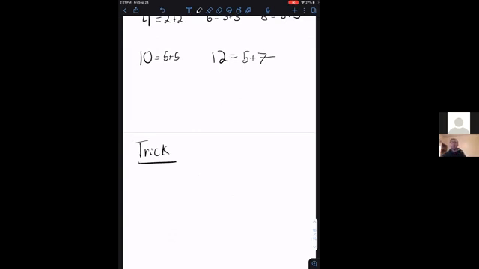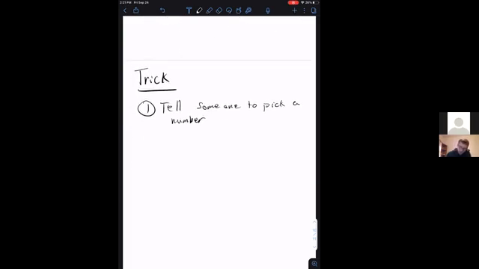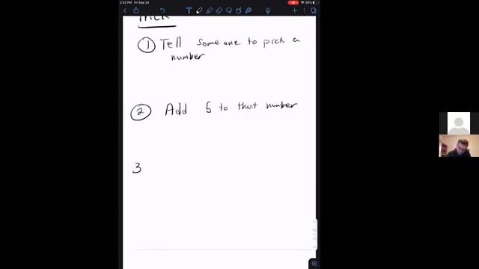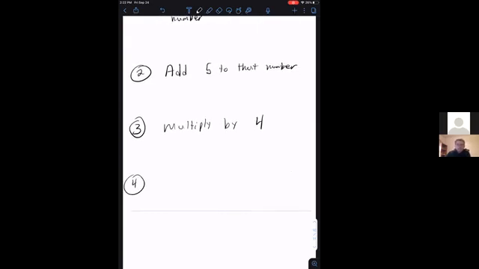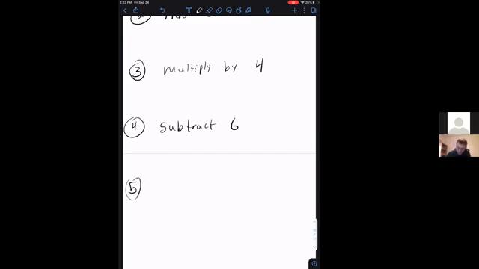Okay. And this is an example of showing it works for every number. So this is an example of the arbitrary one. You tell someone to pick a number. That's the first step. I'm going to leave space in between these, and we're going to come back and fill in the proof. Then you tell them to add 5 to that number. Then multiply by 4. Then subtract 6. Then divide by 2.